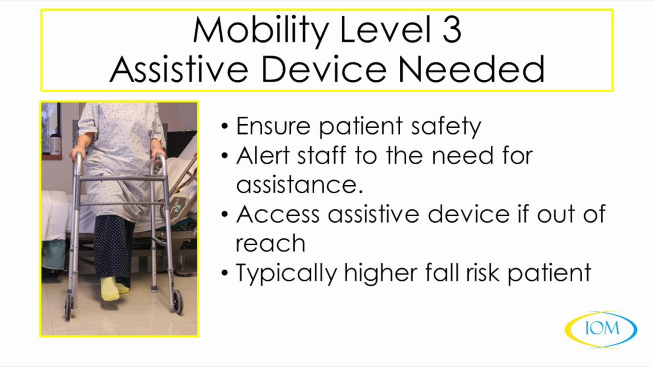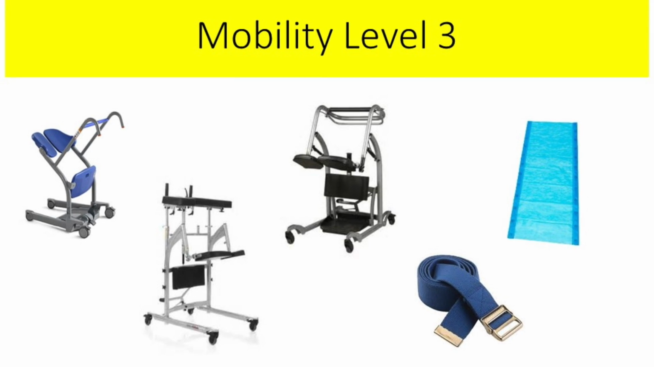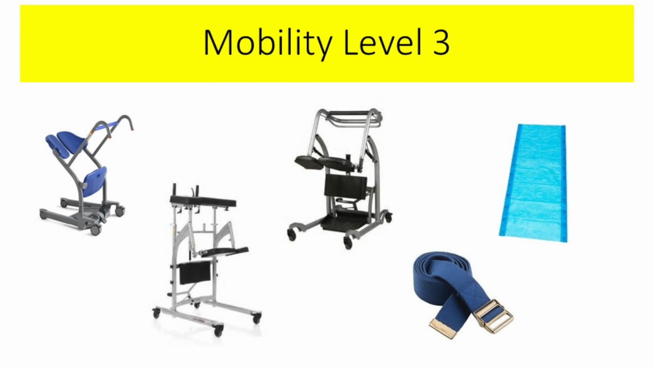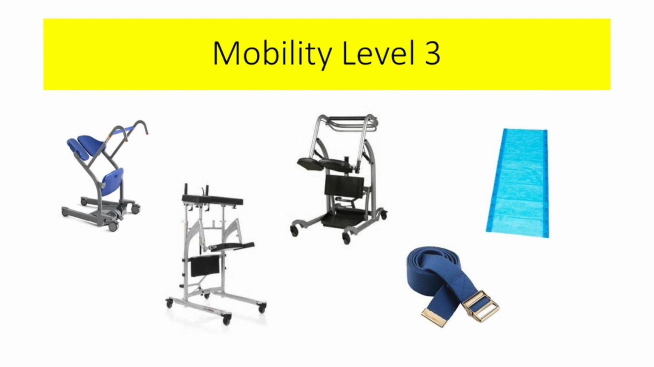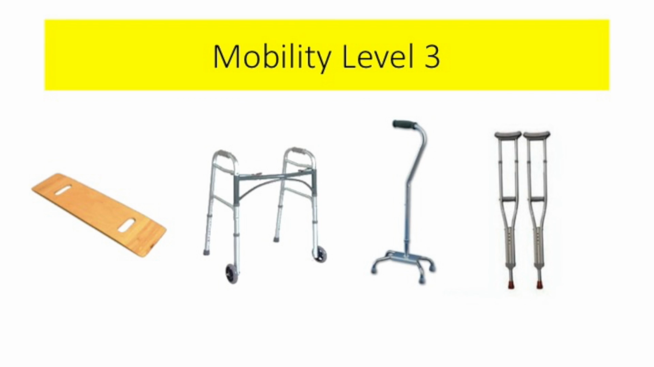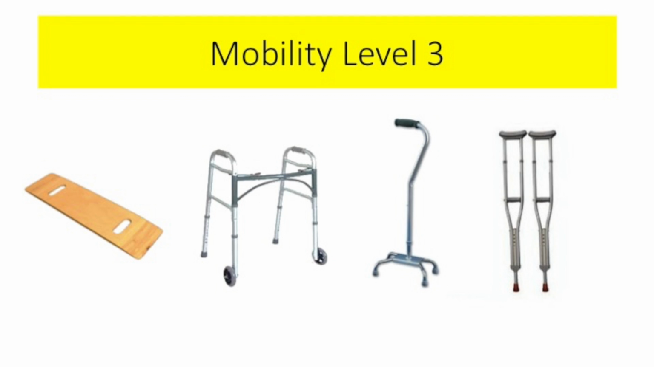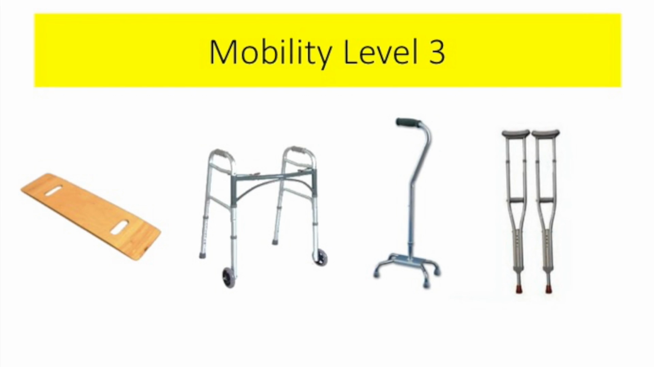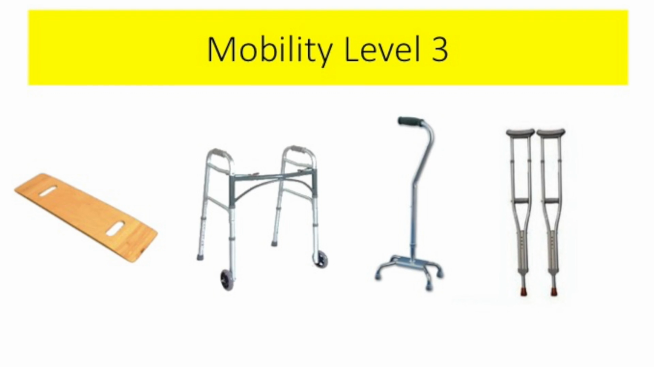It will help alert staff to the need for assistance to provide the patient with assistive device if it is out of reach, and typically these are higher fall risk patients. Patients who fail Assessment Level 3 are considered Mobility Level 3. Consider the use of these devices to help move and mobilize your patient. Patients who use an assistive device such as a slide board, walker, cane, or crutches are considered Mobility Level 3. Ensure that these devices are within reach for your patient.